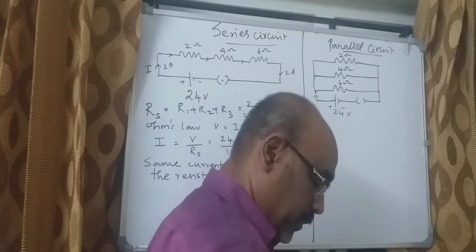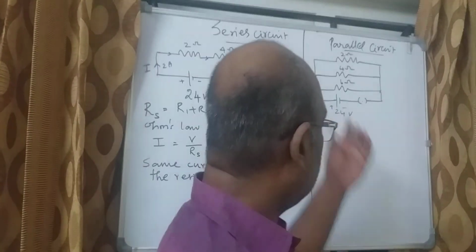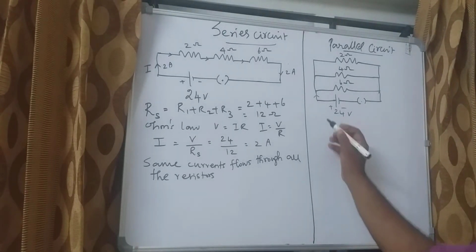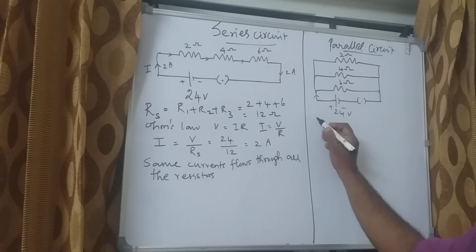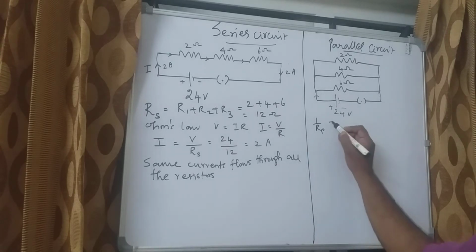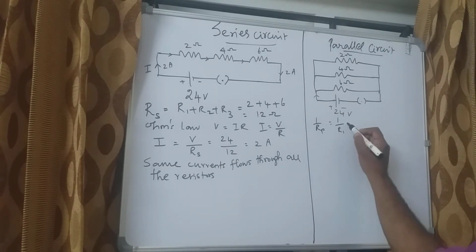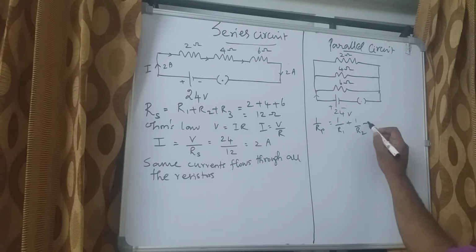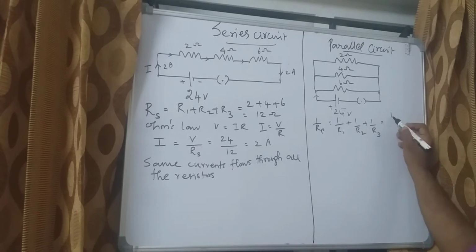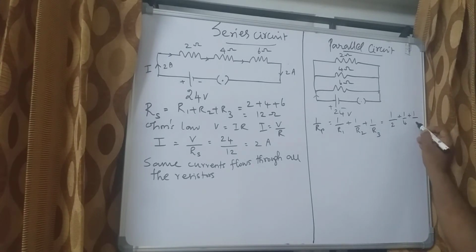Let us find here the effective resistance of this circuit. 1 divided by Rp is equal to 1 by R1 plus 1 by R2 plus 1 by R3. That is equal to 1 by 2 plus 1 by 4 plus 1 by 6.